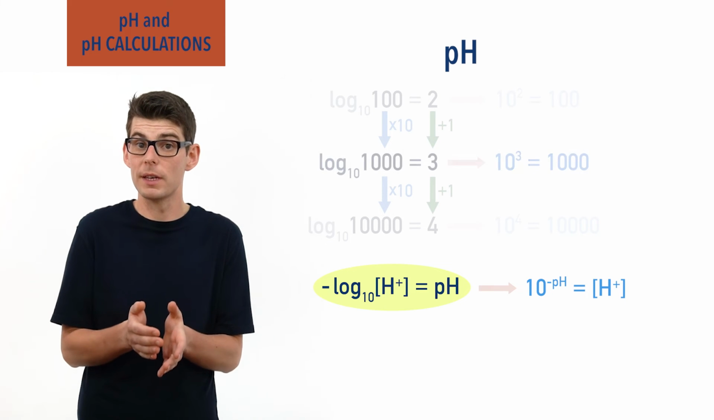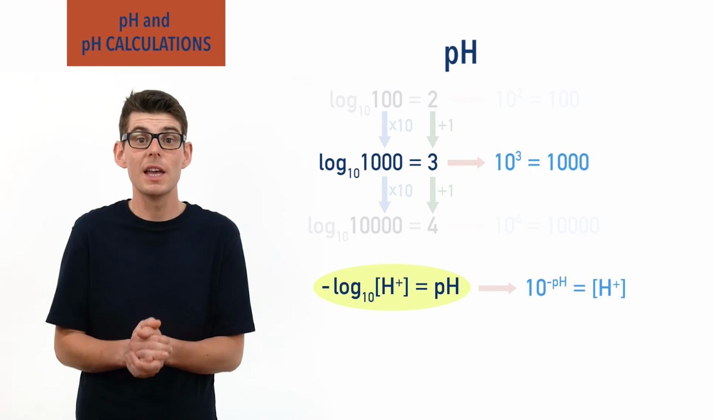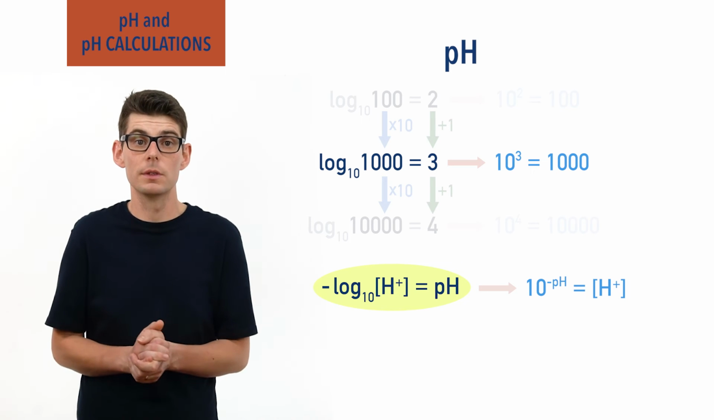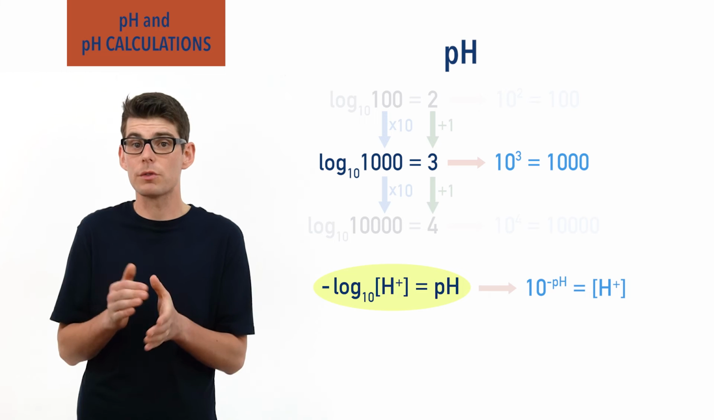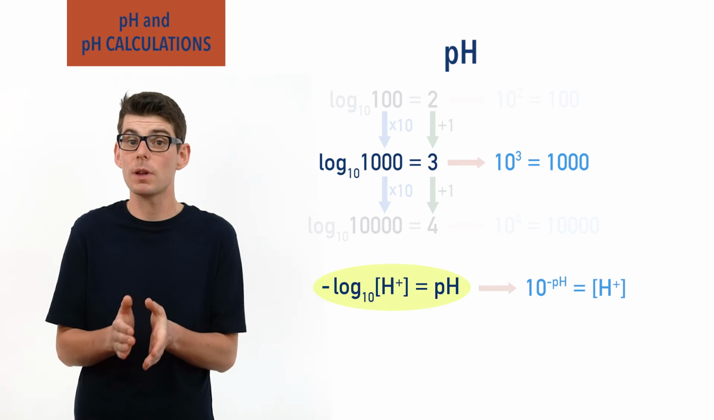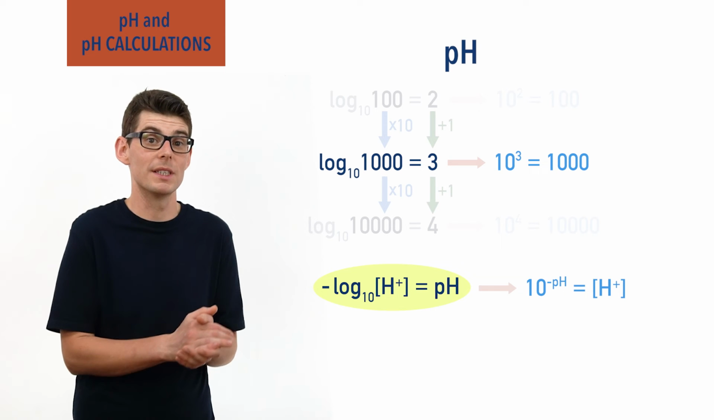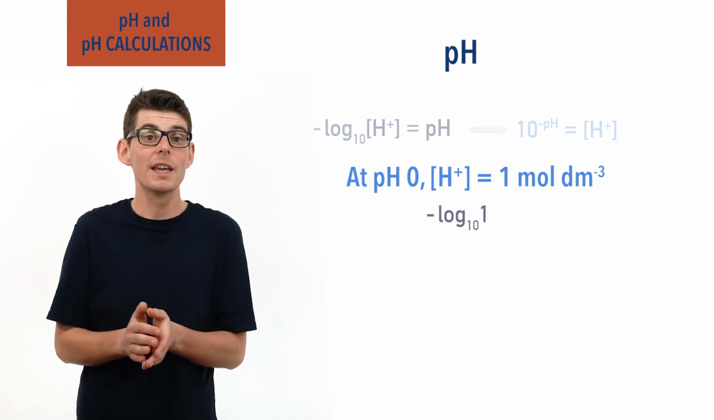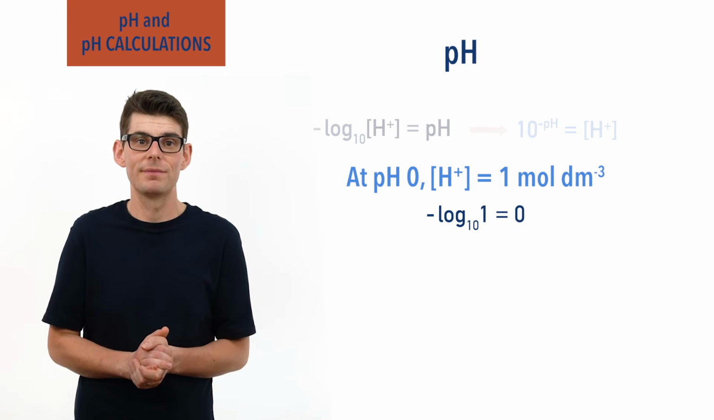Just like log to the base 10 1,000 equals 3 is the same as 10 to the power 3 equals 1,000. This also describes why a pH of 0 represents a concentration of H+ ions of 1 mole per decimeter cubed. This is because log to the base 10, 1 equals 0.